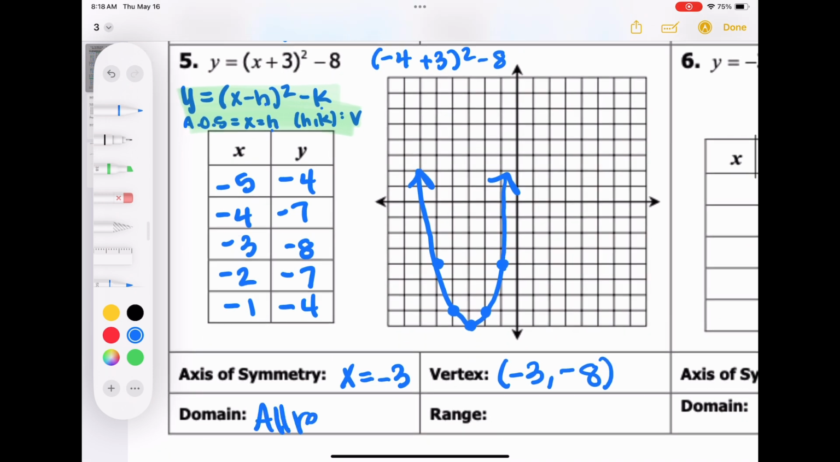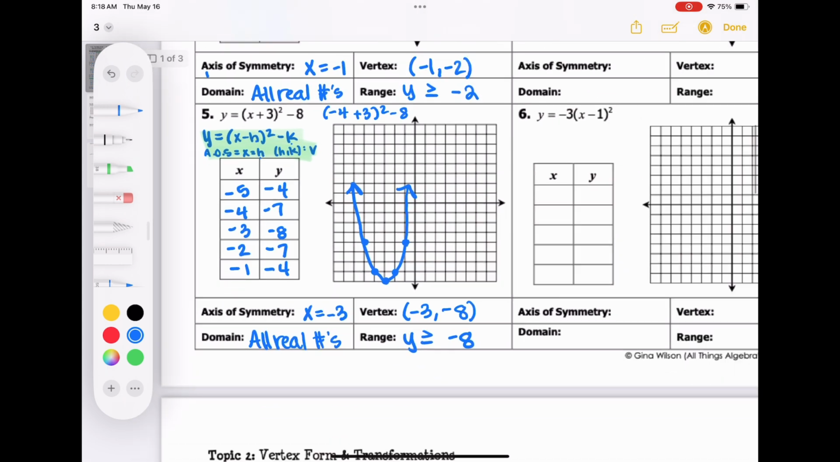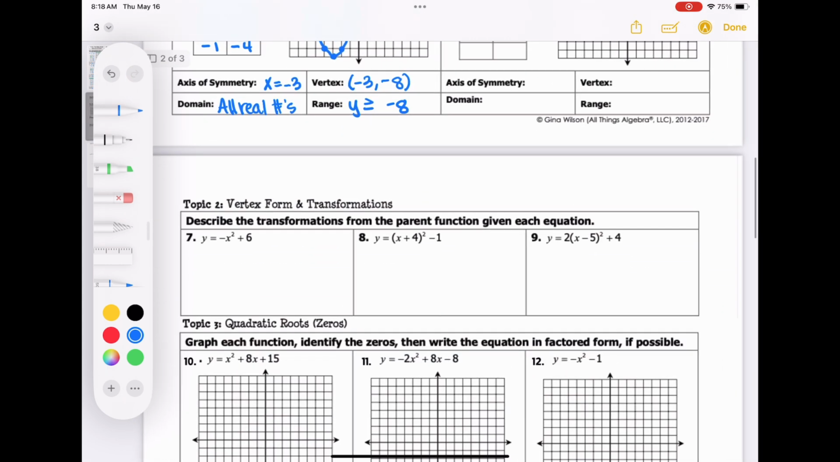So now the domain is always all real numbers. And the range is y, the y value of my vertex, and then it's greater than or equal to, because our graph is facing up. So that completes all our examples on graphing. So now we're going to move to the next part.